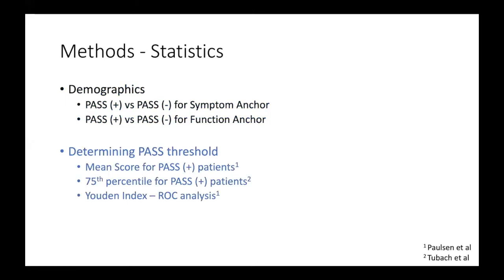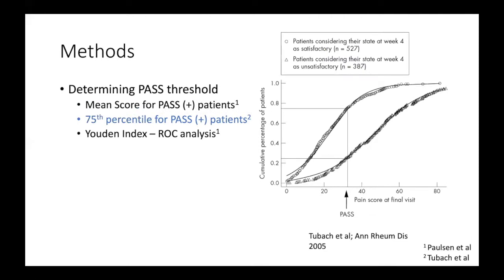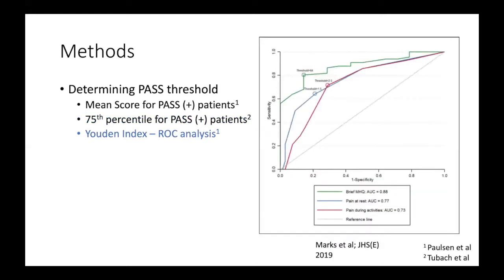Several methods have been employed in the literature to determine PASS threshold values, and we use these three to provide several different values for each estimate. The mean score method is simply the mean patient-reported outcome score for all PASS positive patients. The 75th percentile method is the upper quartile patient-reported outcome score for all PASS positive patients. And the Youden index is the point on a receiver operating characteristic curve that maximizes sensitivity and specificity in categorizing patients as PASS positive and PASS negative. And it represents the point on the ROC curve that is furthest away from the line of unity.